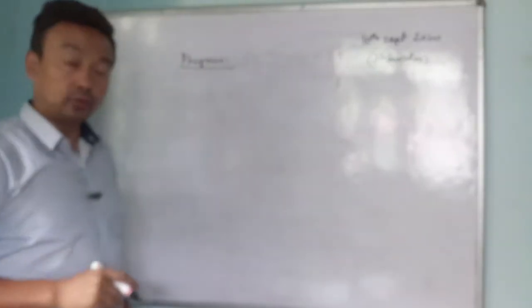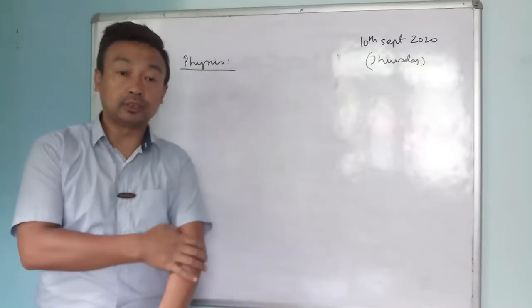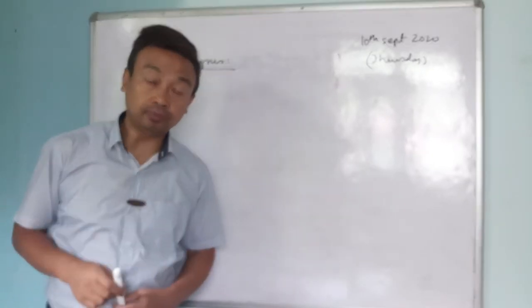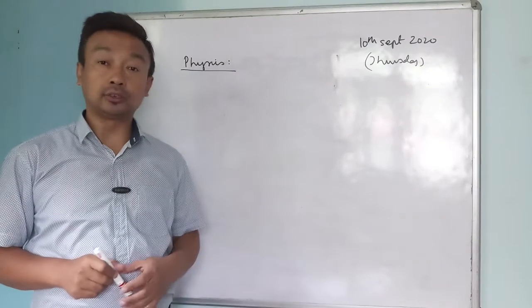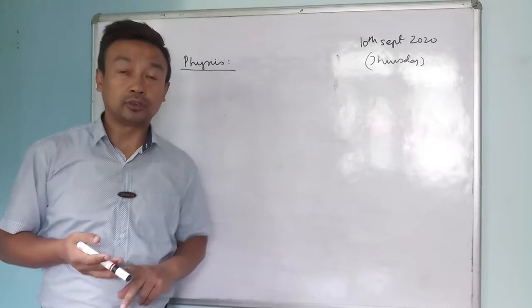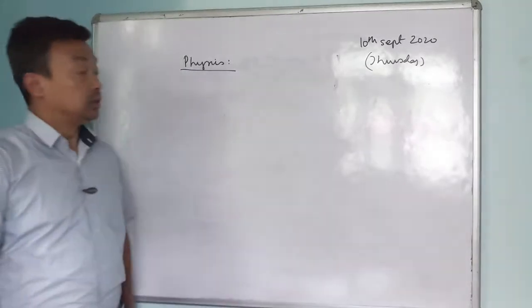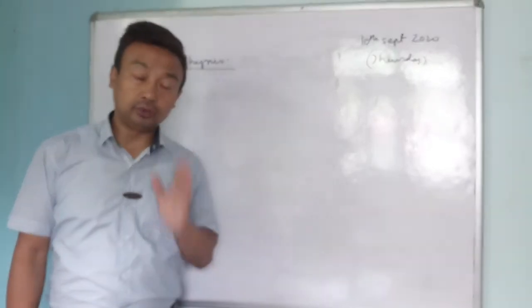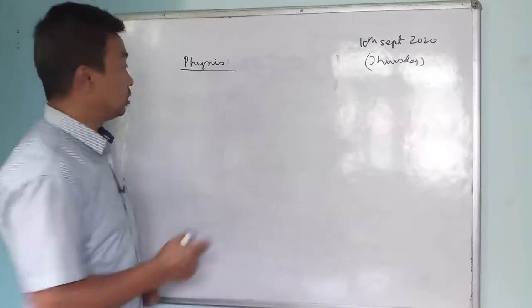In physics, so far we have covered more than half of the portion from this chapter, that is electricity and magnetism. We had also solved in the last class some of the numericals using the formula of Ohm's law and other relations like resistance, potential difference, etc. In today's class, we are going to discuss another topic from this chapter. You have got three topics today.